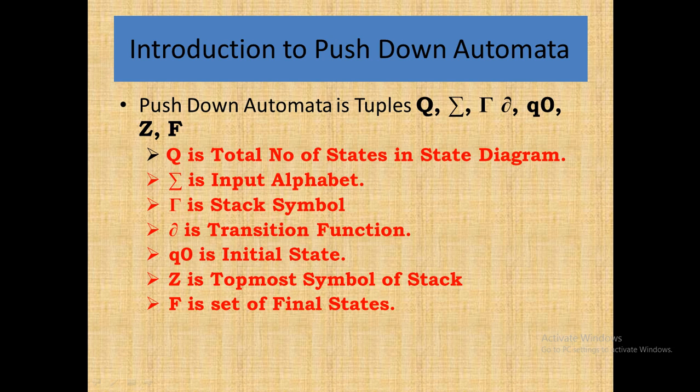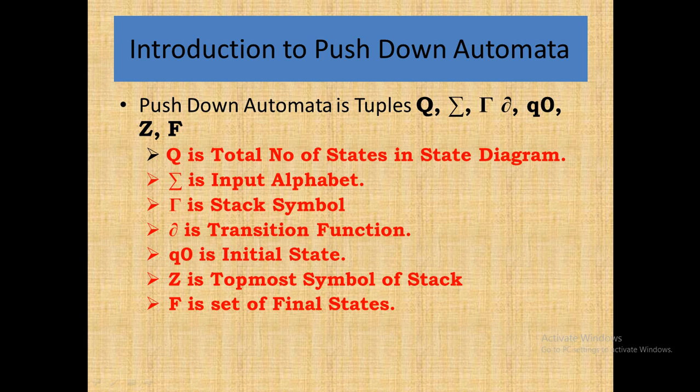Q, this is input alphabet, this is a stack symbol, this is a transition function, this is an initial state or start state, Z is called the topmost symbol of the stack, and F is the final state. Now we'll see what all these tuples mean, and how we can compare with our week one, that is finite automata. Basically the PDA is a 7 tuple and our finite automata is a 5 tuple. Now there are 2 tuples that are introduced here. The one is called the stack symbol, and the second one we call Z, the topmost symbol of the stack.